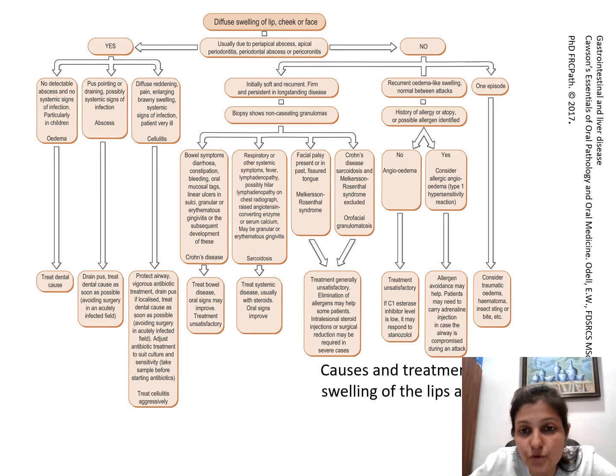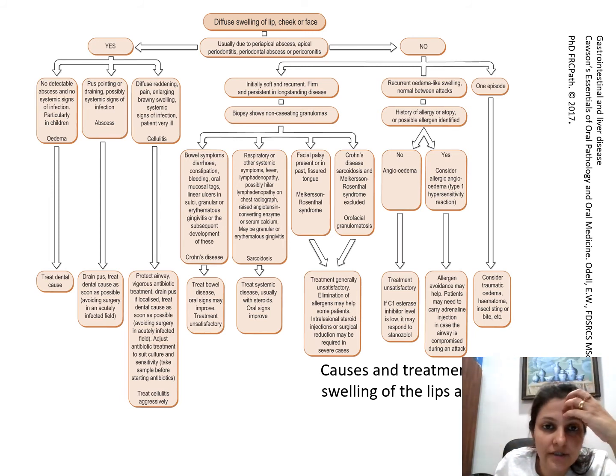a very interesting flow chart that I have taken from Carson's Essentials of Oral Pathology and Oral Medicine, where they have discussed the causes and treatment of diffuse swelling of the lips and the mucosa. Now, it's important to understand that if a patient comes to you with diffuse swelling of the lip or the cheek, right on top of this big flow chart, it is usually due to periapical abscess. Generally, the oral dental causes have to be ruled out first. So apical periodontitis, periodontal abscess, and pericoronitis have to be ruled out.